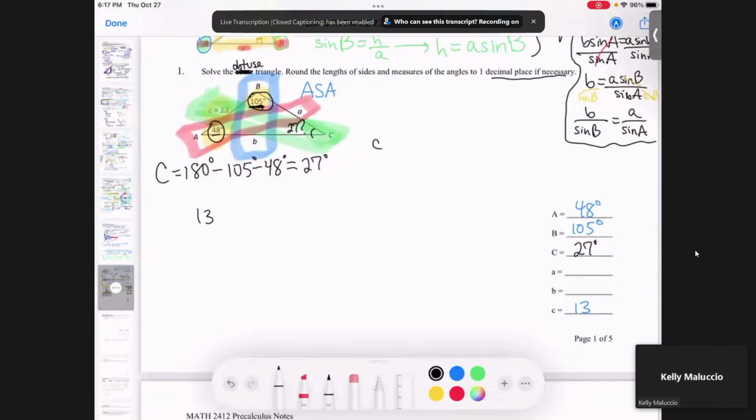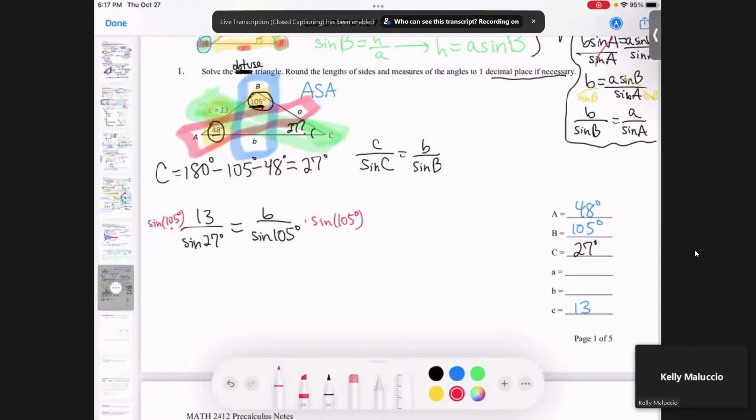So I'm using c over sine c equals b over sine b. I'm just solving b first. It doesn't really matter what order you go in, though, you could pick a. But so 13 over sine of 27 degrees is going to equal little b, I don't know what that is, over sine 105 degrees, right? So you can cross multiply and solve if you want here, or just multiply both sides by sine of 105 degrees. And you definitely need a calculator here.